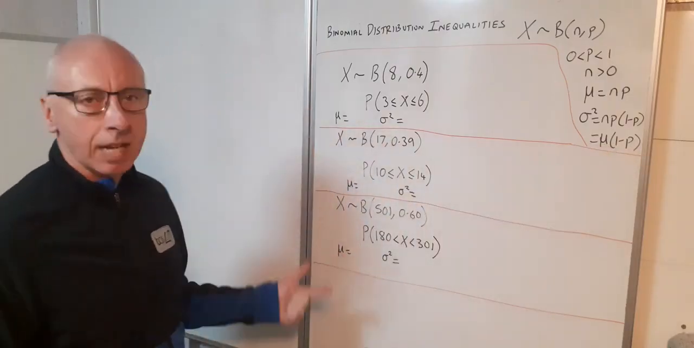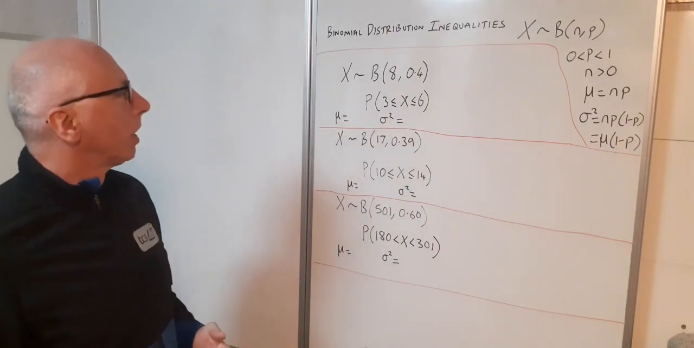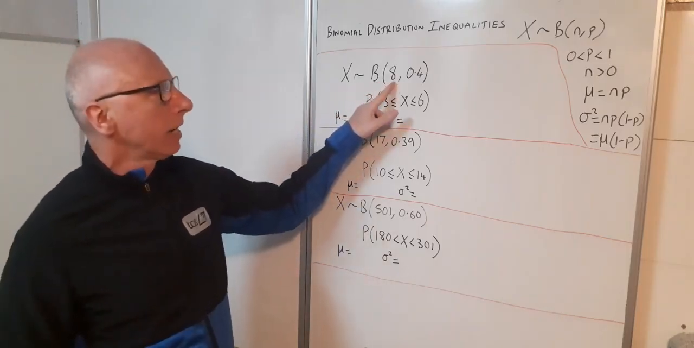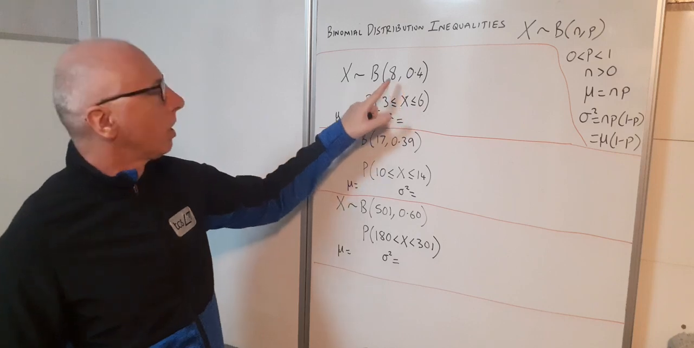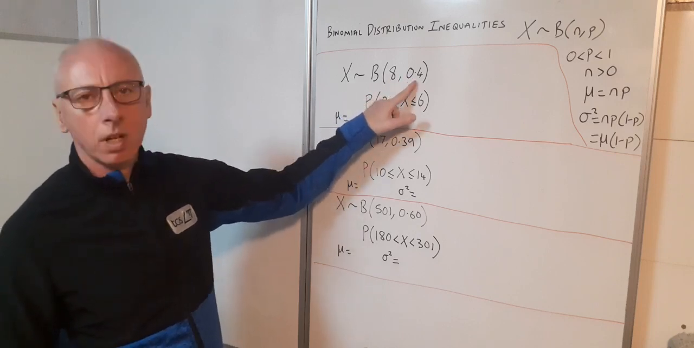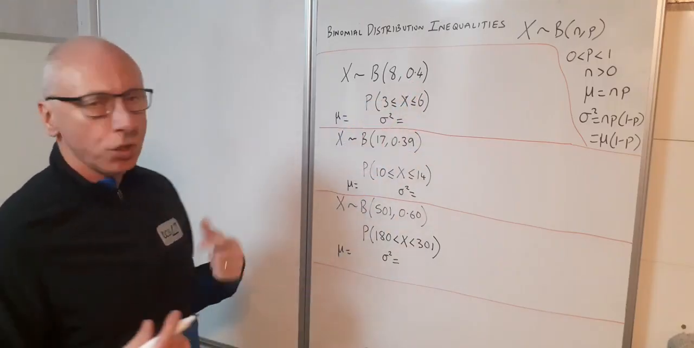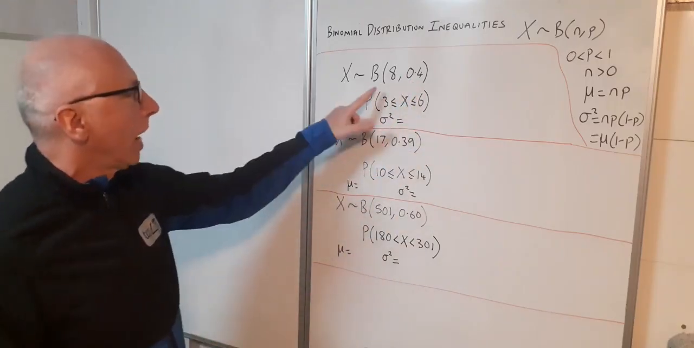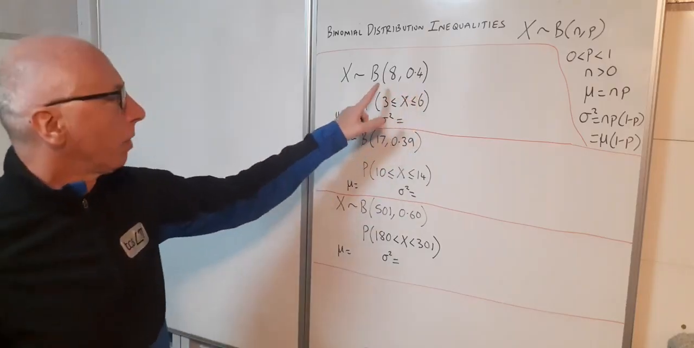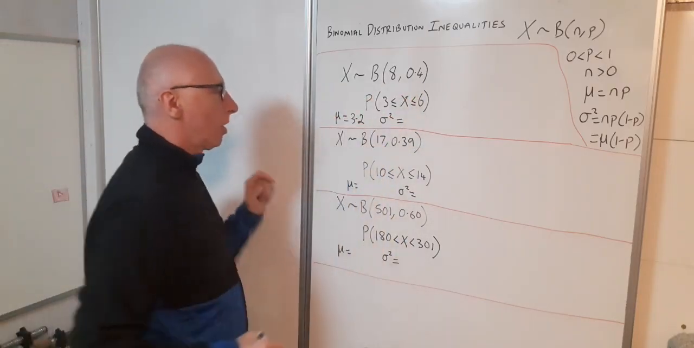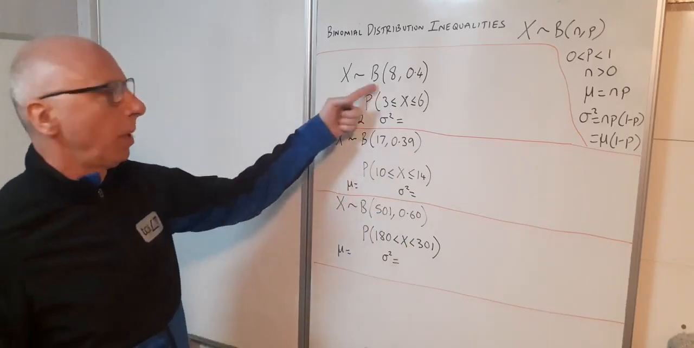Okay, so we've got 3 examples here which we're going to run through. So the first case, x is distributed binomially 8, 0.4. So 8 is the number of trials and the probability of a success is 0.4. So just to start off with the mean, we do n times p. So 8 times 0.4 should give us 3.2.